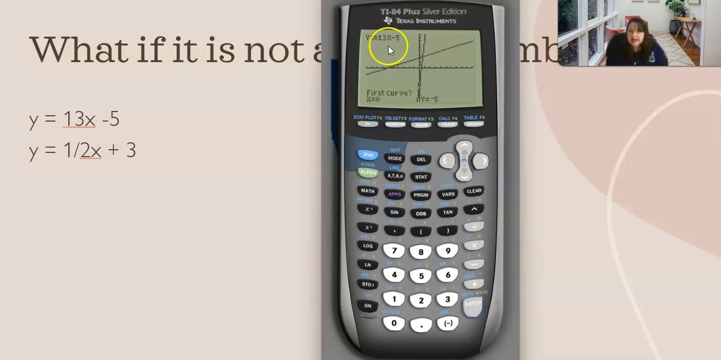So again, it's asking me, do you want that 13x minus 5? And I'm going to go yes. It's going to say, do you want that 1/2 x plus 3? And I'm going to say yes. It still gives me guess. I just don't know why. But now it's going to give me 0.64 and 3.32. So it's kind of cool how it works, that I don't necessarily always have to use elimination or substitution. I can now check my answers to make sure they're correct.